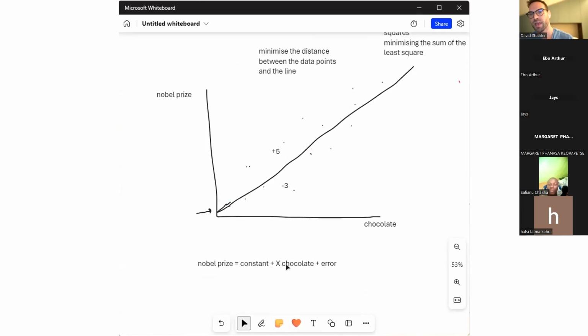This error term were these lines, these distances here that we talked about. I hope that makes sense. This error term. I hope that makes sense. That's all the error term is.